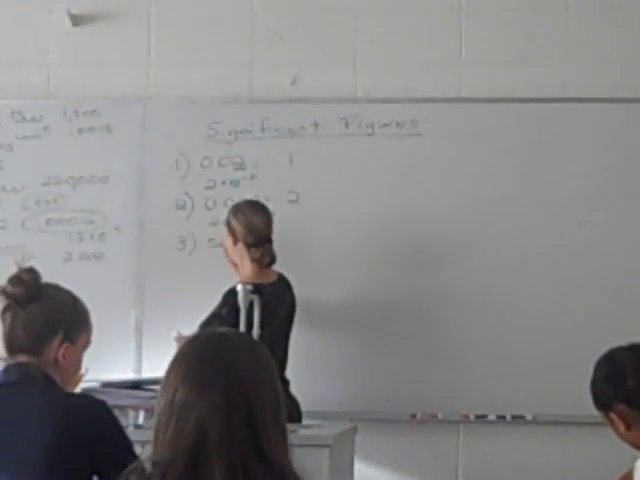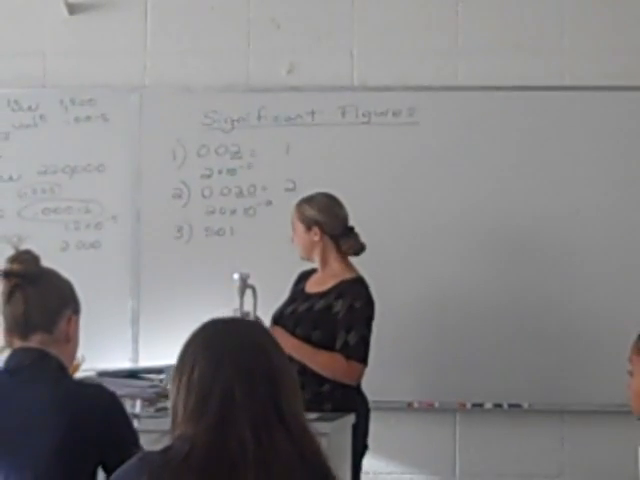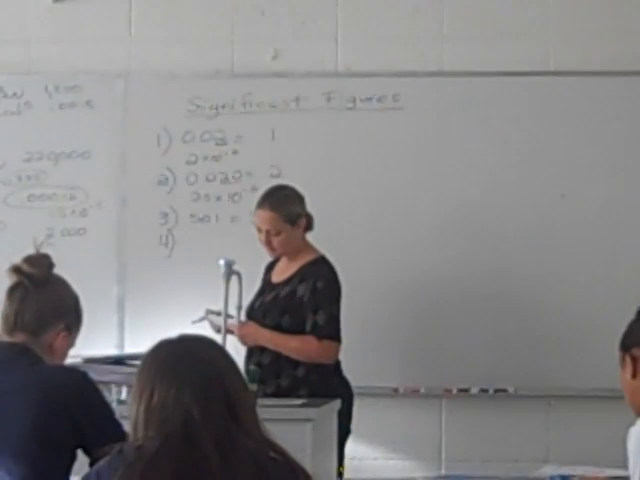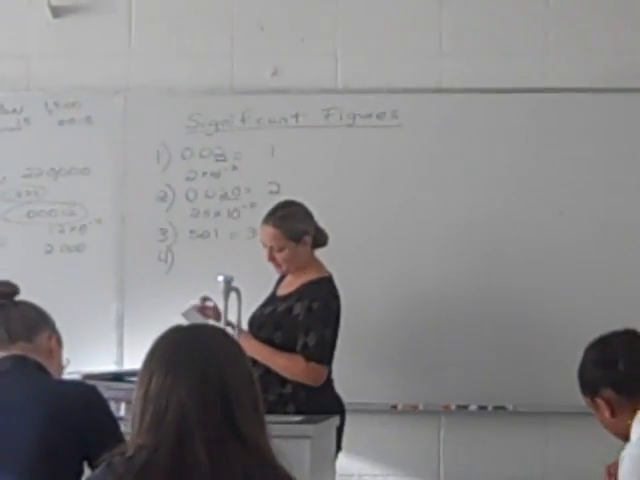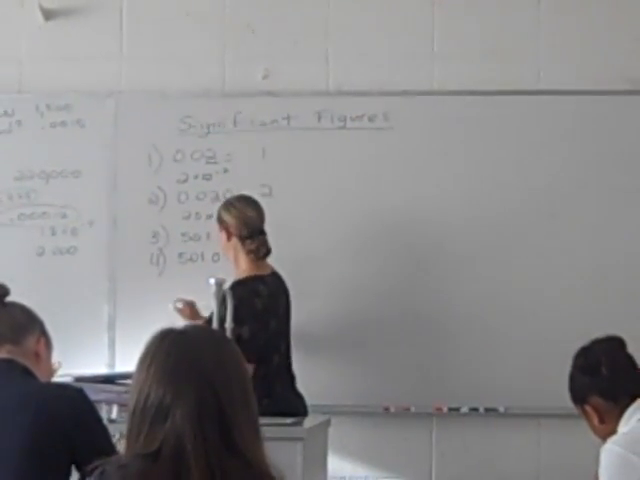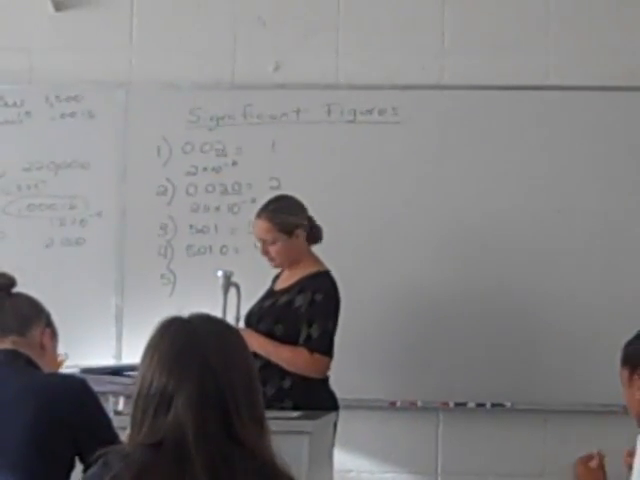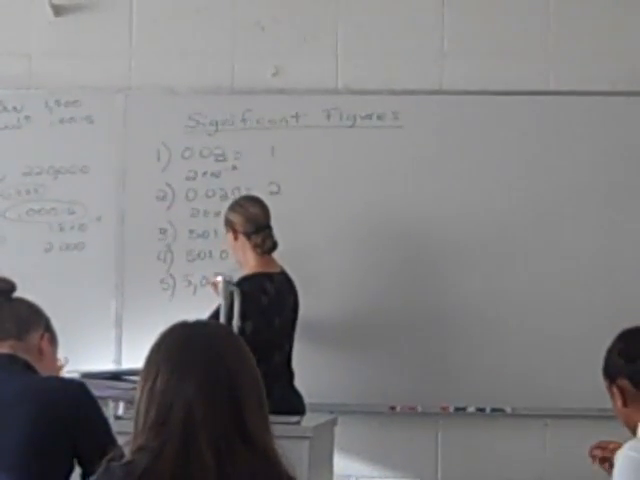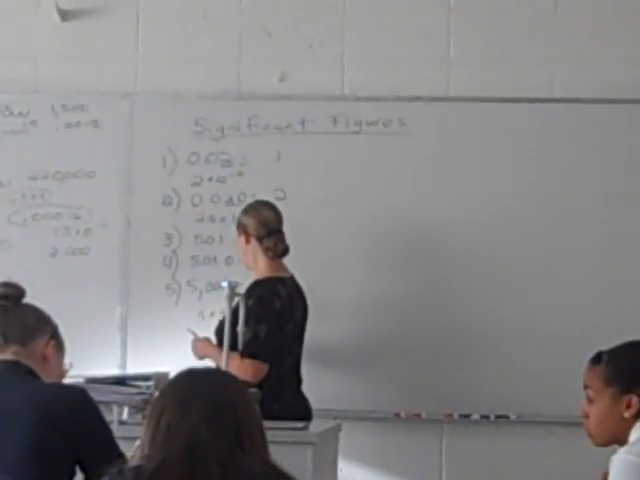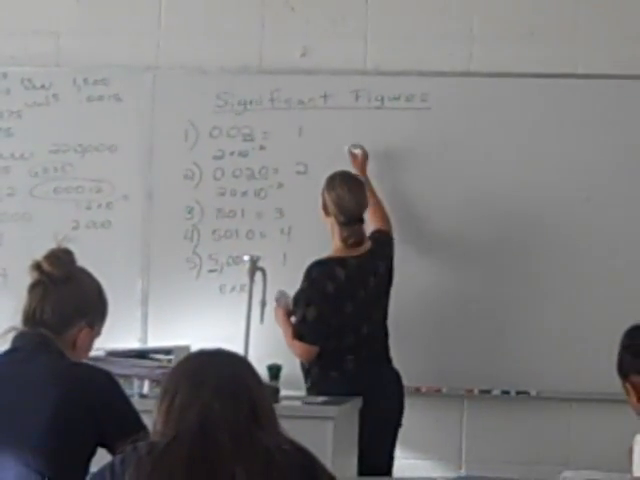We have 501. Okay, Katie Connolly, sorry. 3 significant figures. They're all significant. Okay, Aaron, how about number 4? 4. Good. All significant there. Okay, Josh, number 5? 1. Good. Why? Because you can write that as 5 times 10 to the third. And there's no decimal point, right? So just that 5 is significant. Okay?